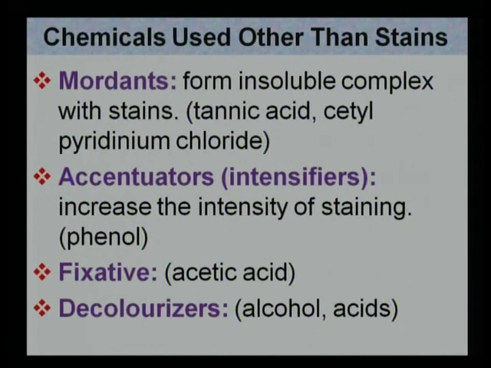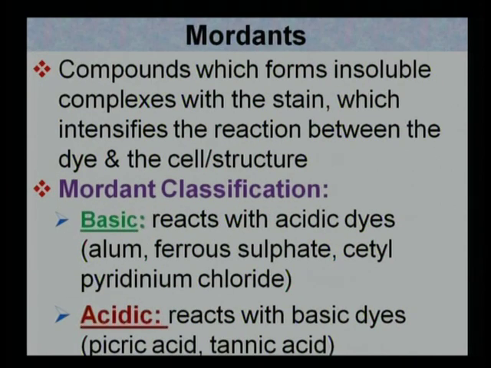Mordants are basically the compounds which are able to form some kind of complex with the stain. This complex intensifies the color imparting property. As a result, either the cell or the cell structure is clearly observed. These complexes are formed inside the cells. As a result, these mordants basically take part in the staining reaction.